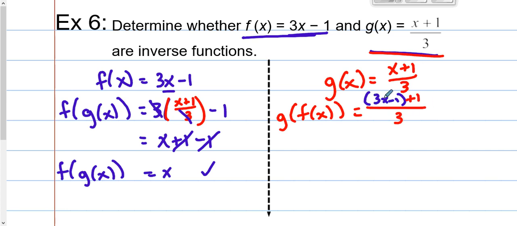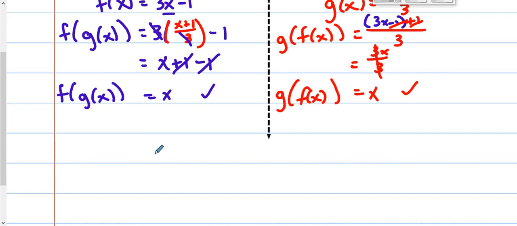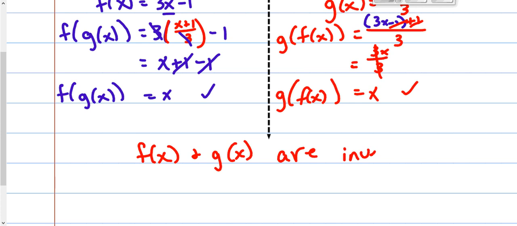Now, you have to work on the top of the function first. That is in parentheses, but I can't do anything inside there. So I have the minus 1 and plus 1 that cancel. On top of my fraction, I still have 3x. Bottom, I have 3. 3 over 3 cancels, and I have x. So g of f of x is equal to x. It checks out. So then I can write down that f of x and g of x are inverses. And there we go. That's our answer. You have to make sure you show all of that work.